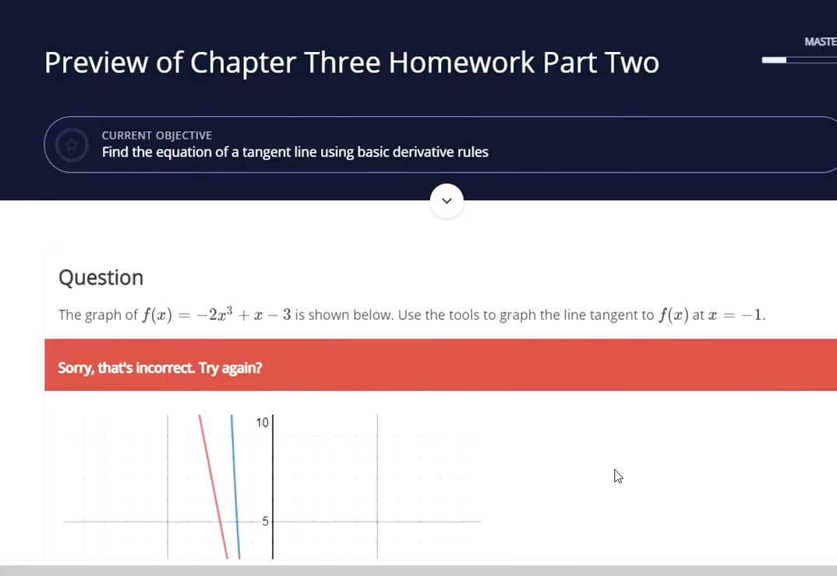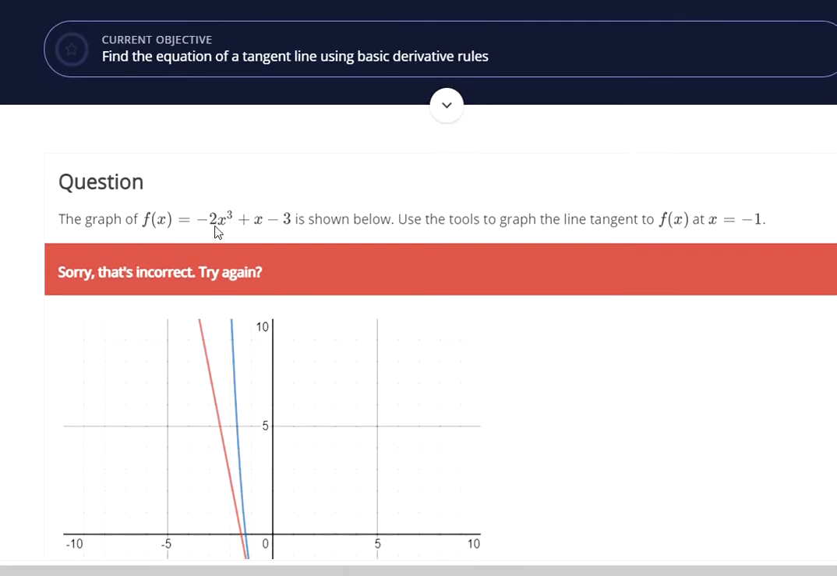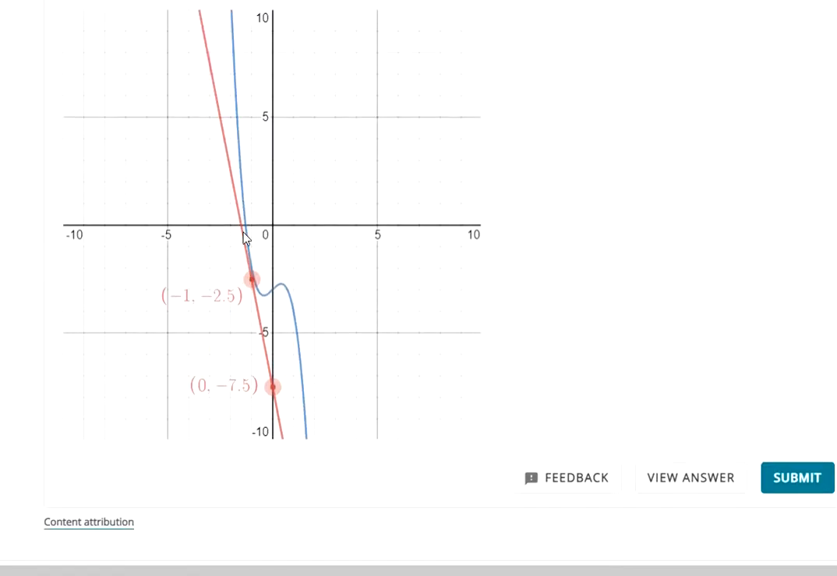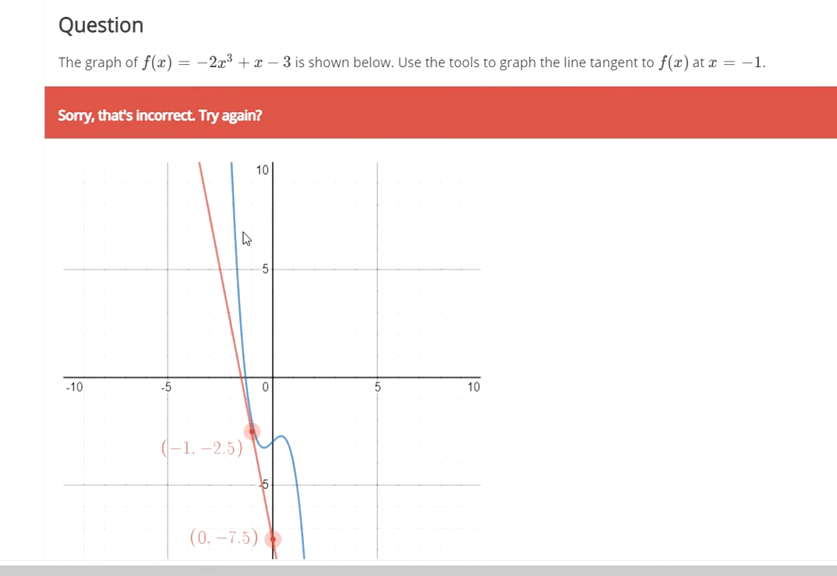Whoop. No way. -6, let me see if I get the derivative. -6x to the second plus 1. So I plug in -1. -6. Huh. What did I do wrong?